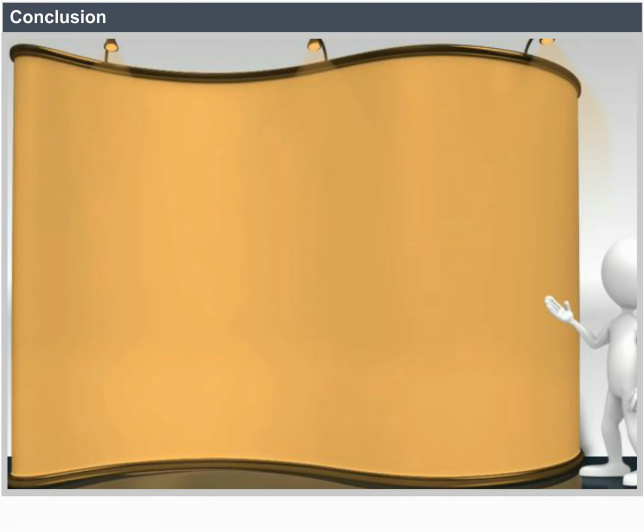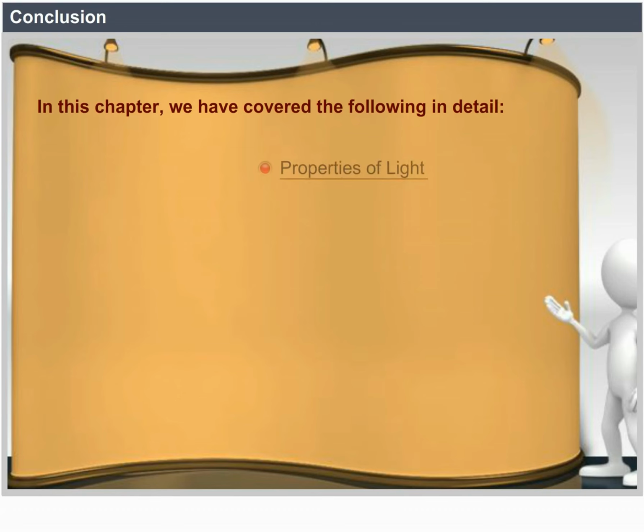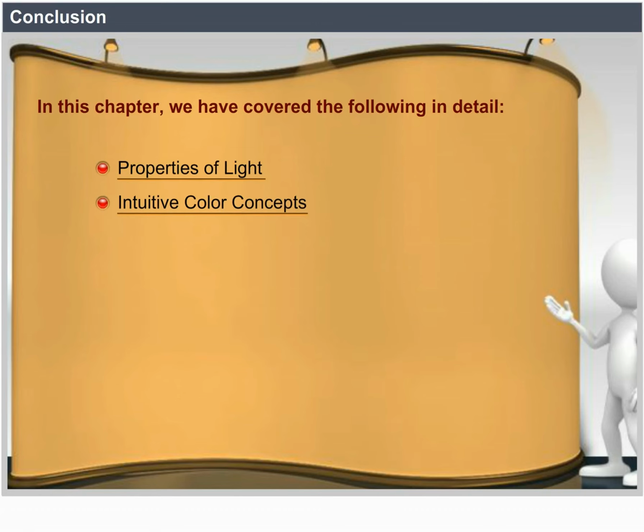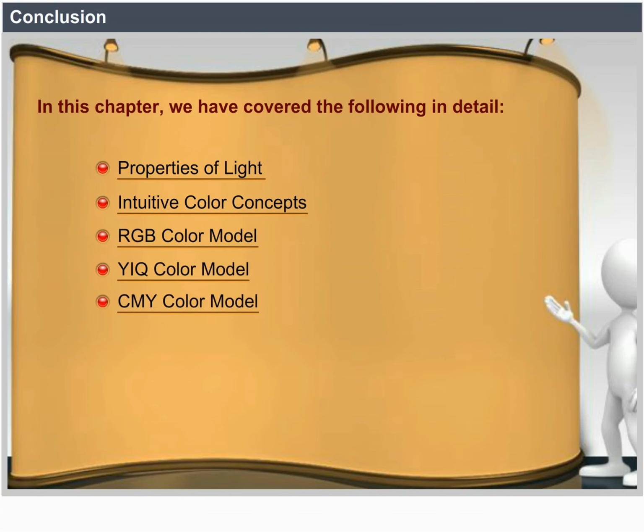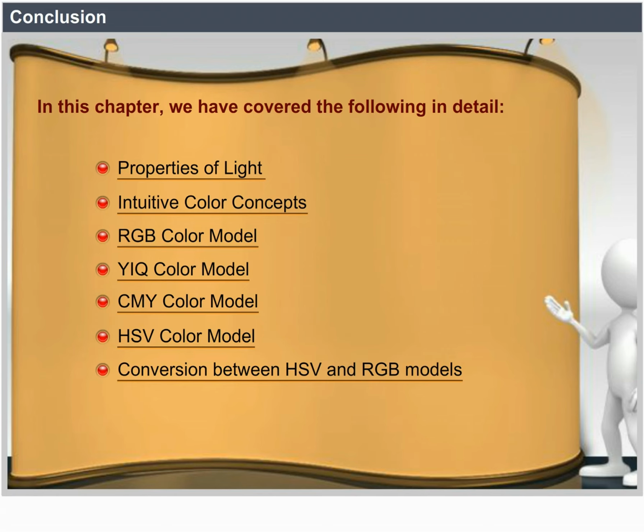Conclusion. In this chapter, we have covered the following in detail: properties of light, intuitive color concepts, RGB color model, YIQ color model, CMY color model, HSV color model, conversion between HSV and RGB models, HLS color model.